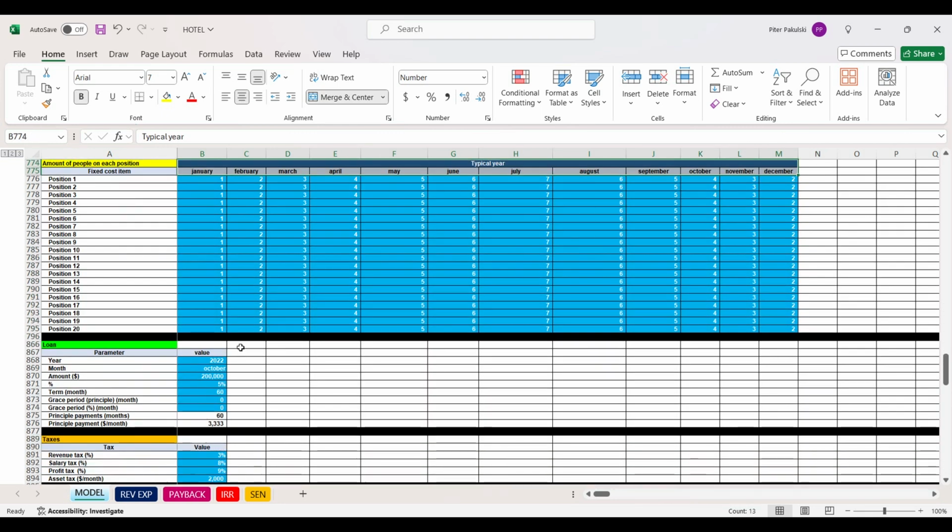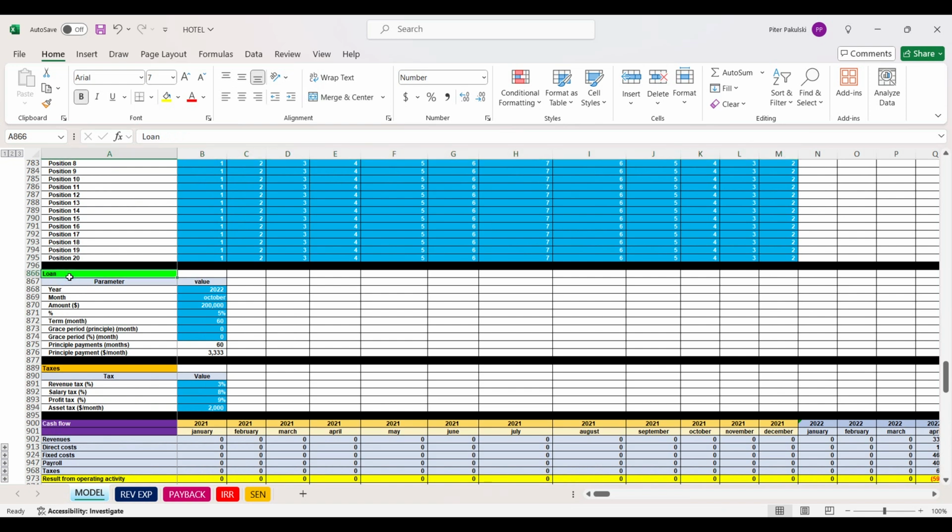Now it's time to describe the loan. For loan, we have the following parameters. The moment in timeline when we get this loan, year and month, amount of loan, interest rate, term of loan in months, grace periods for interest payments and principal payments if we have one.